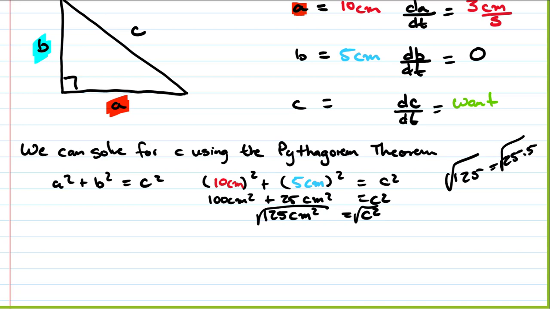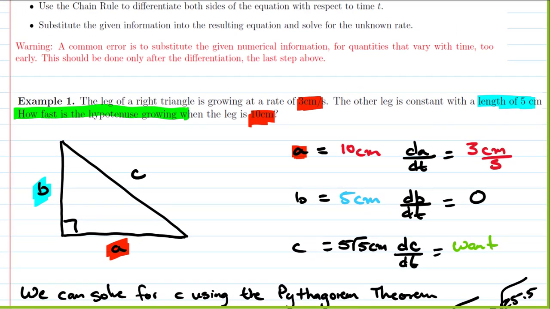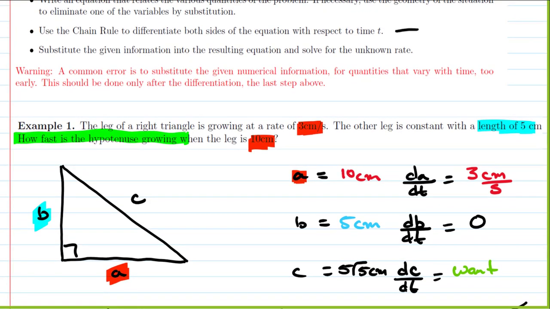So we take its square root. Square root of 25 is 5, and we get 5 square roots of 5. And the square root of centimeters squared is just centimeters. So we get C is 5 square root of 5 centimeters. So now we're finally ready to resolve this problem. So we want to find dC dt given these values.